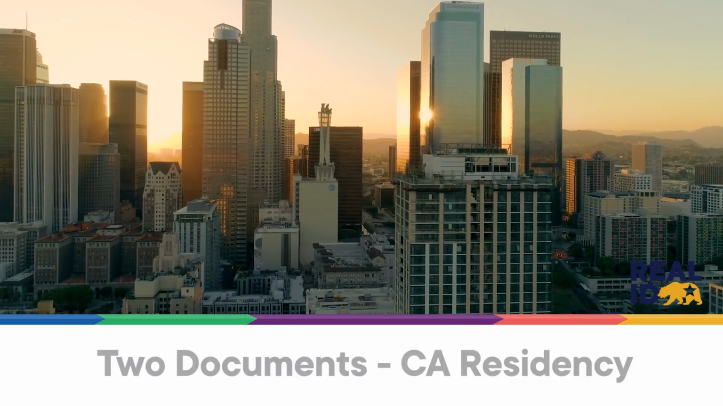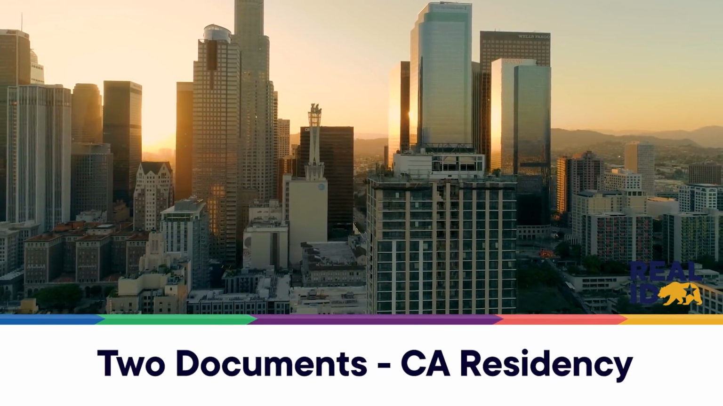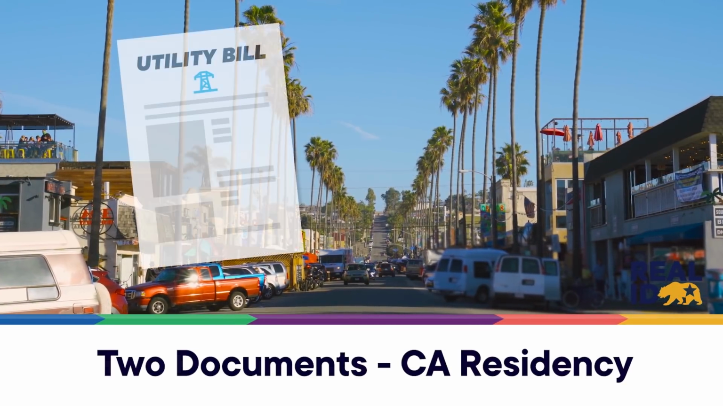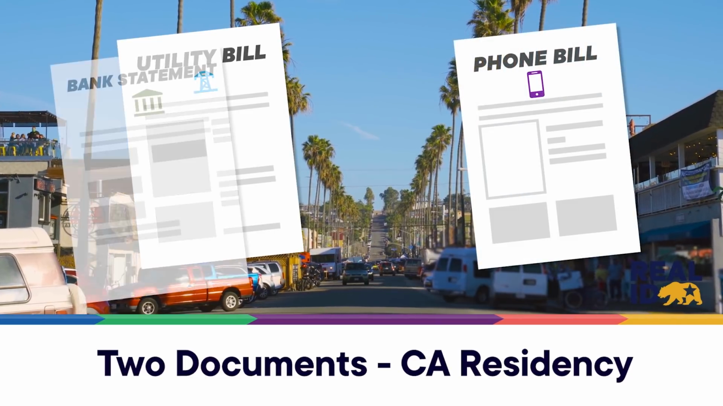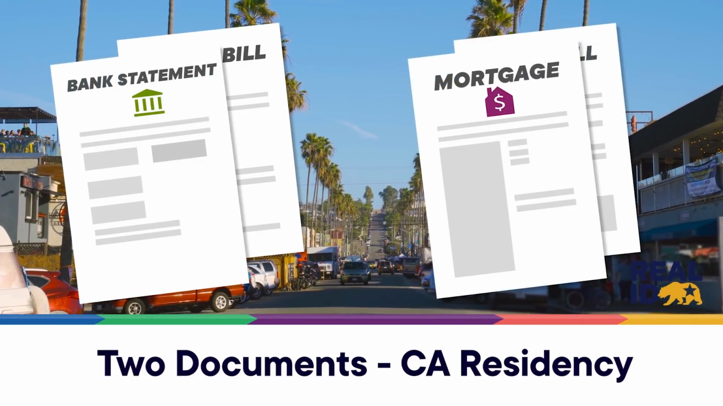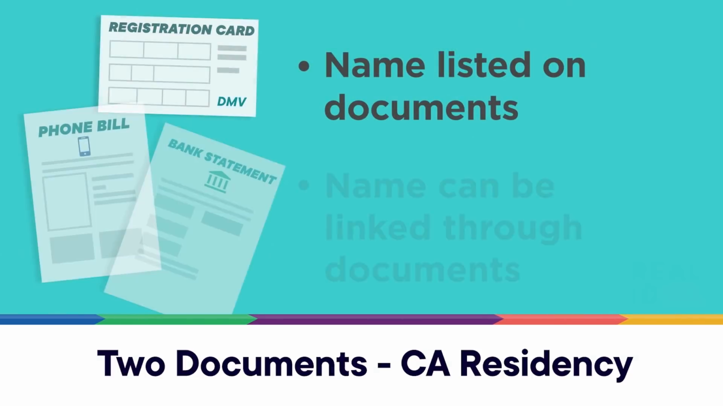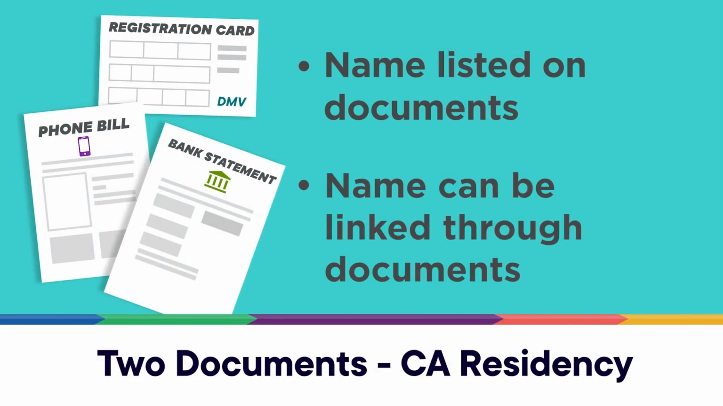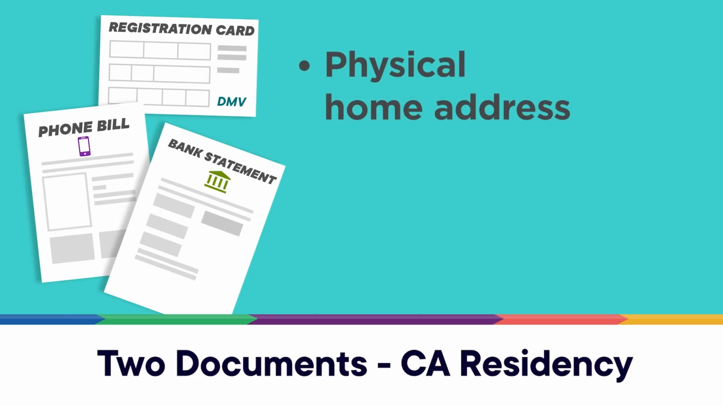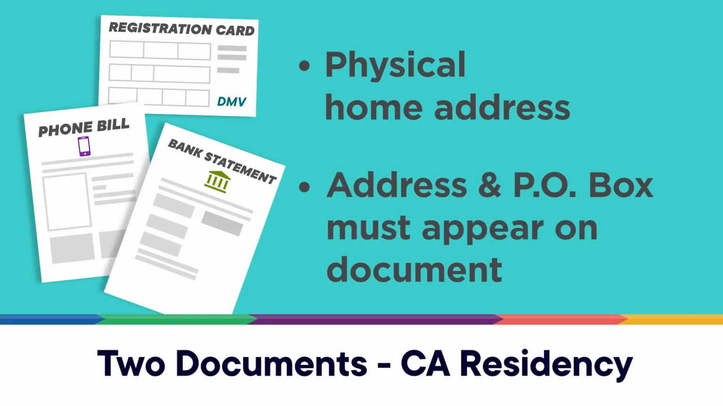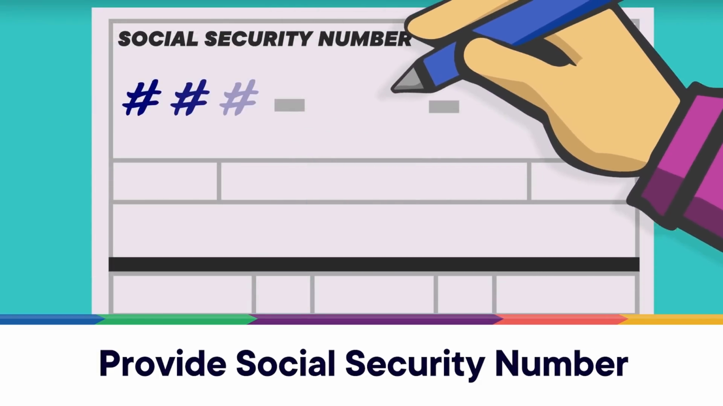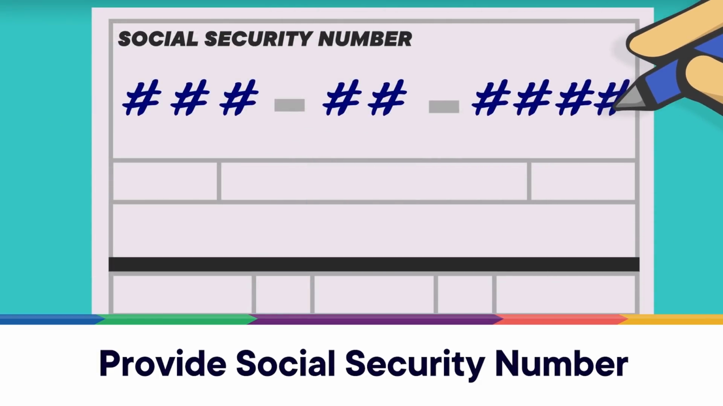Next, you'll need to provide two documents that prove you're a California resident. You can use things like utility or cell phone bills, bank or mortgage statements. Even your vehicle registration will work. Just make sure they show your name, or that your name can be linked to you through the documents you provided. Your residency documents must also show your physical home address. If you use a P.O. box, one of them must show both your physical address and P.O. box. And finally, you'll have to provide your Social Security number.